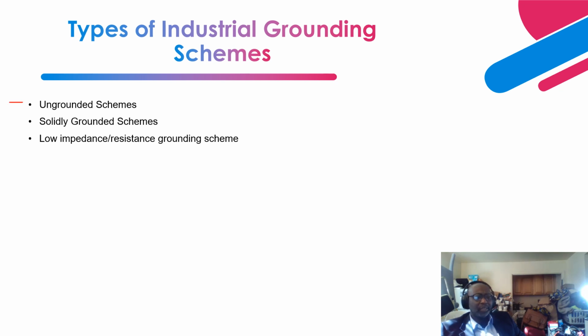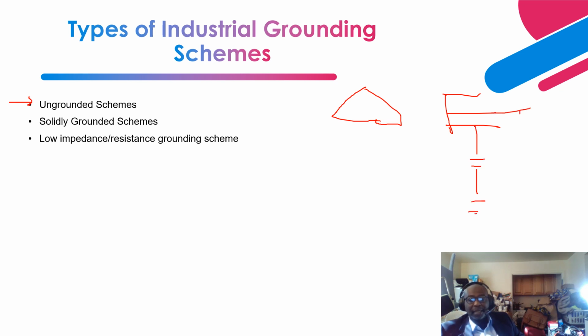Okay, so the first one is ungrounded schemes. Ungrounded schemes means that there's no path to ground. The winding of the equipment is floating. A typical example is a delta winding. And you can also have a Y that is just floating and not connected to ground. A delta or Y-connected winding that is floating can have a stray capacitance to ground. This is invisible, but it's called imaginary capacitance, that basically is connected to ground.